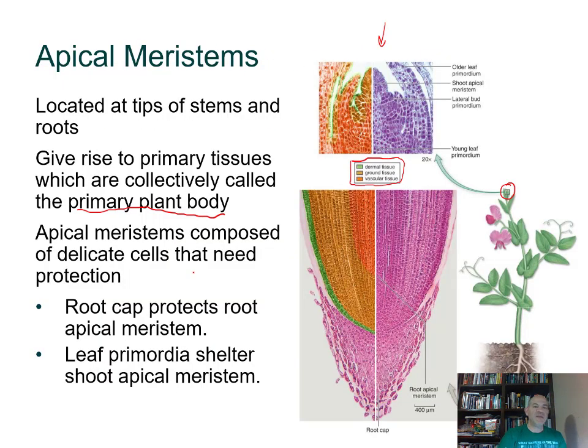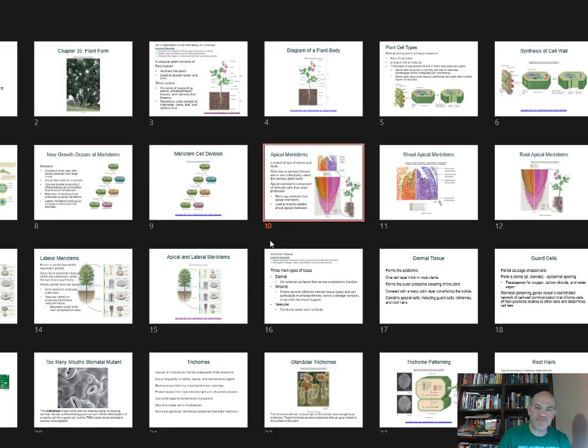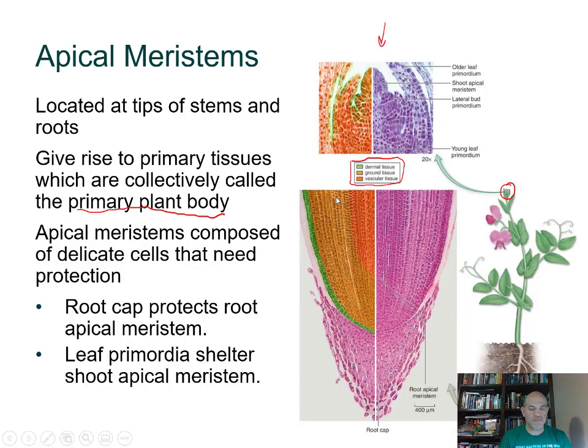So the apical meristem is composed of cells that are delicate, and so they require some protection. The root apical meristems are protected by special cells called the root cap. That's a structure to know for lecture and lab. You can see that down here. Here's your root cap all around here, and there are special cells that make it up.